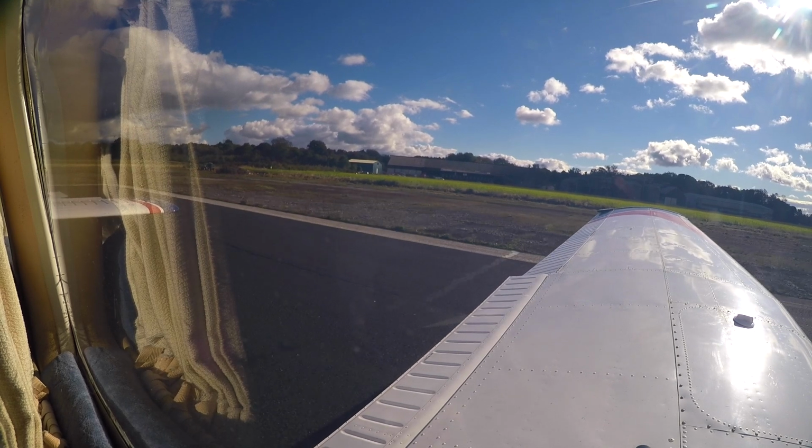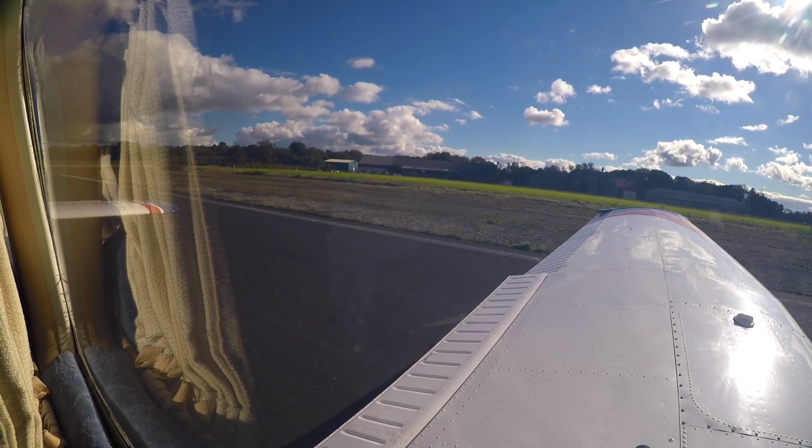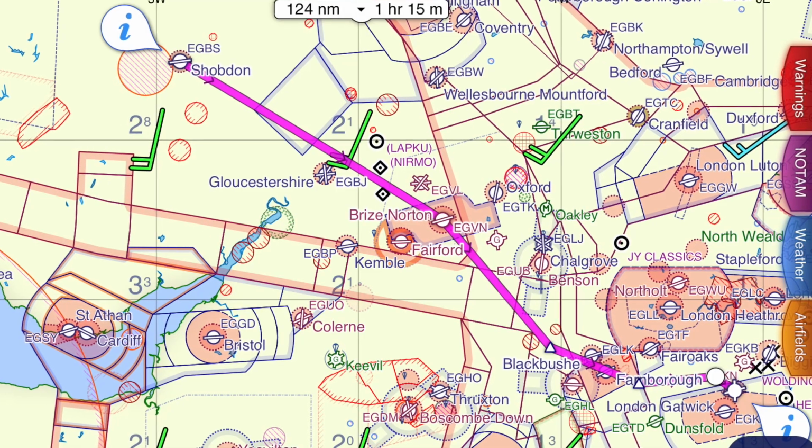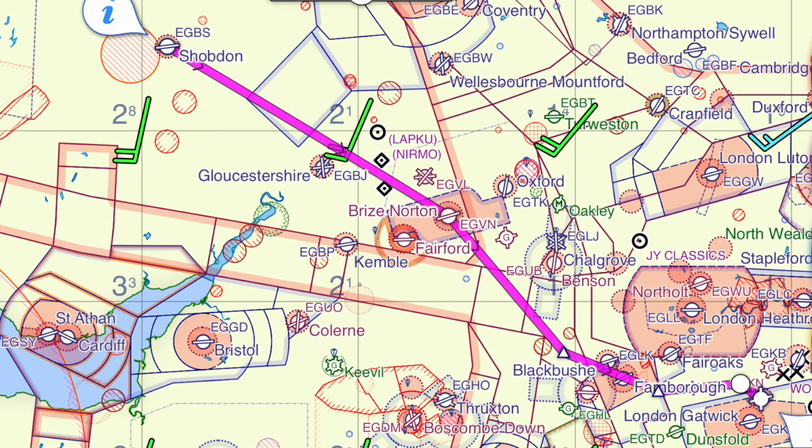I'm departing Shobdon Aerodrome in Herefordshire, having visited there with friends last autumn. The route is more or less a direct track southeast to Redhill and is 124 nautical miles.